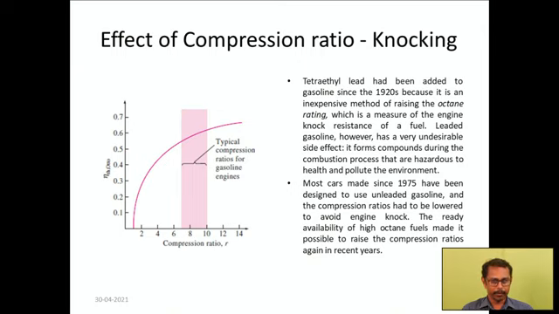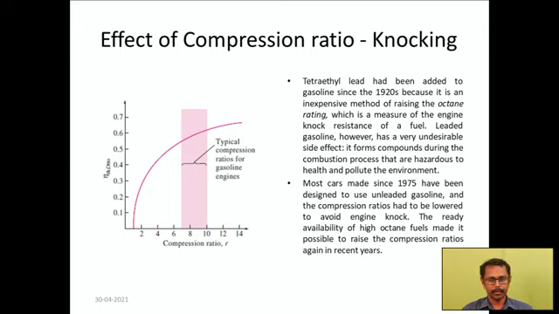It produced unnecessary effects which pollute the atmosphere and are hazardous to health, so it had to be stopped in later years. Most cars made since 1975 have been designed to use unleaded gasoline, and the compression ratio had to be lowered to avoid engine knock. The readily available high octane fuels made it possible to raise the compression ratios again in recent years.